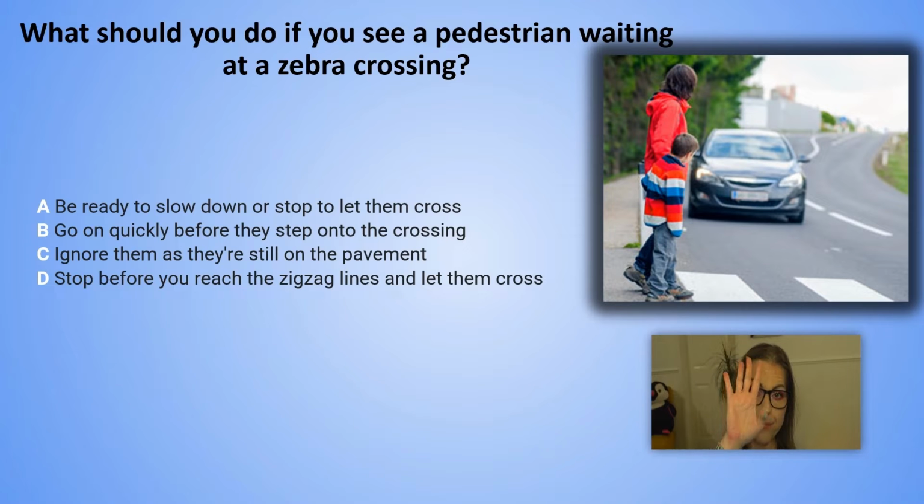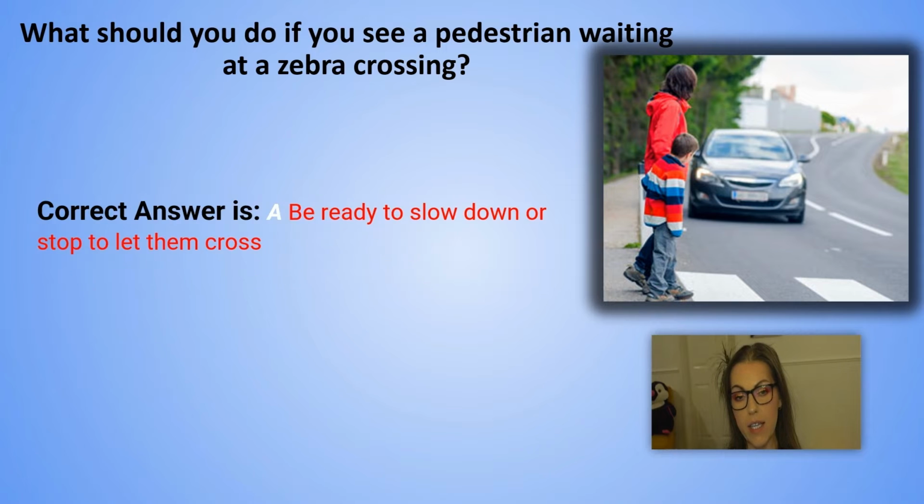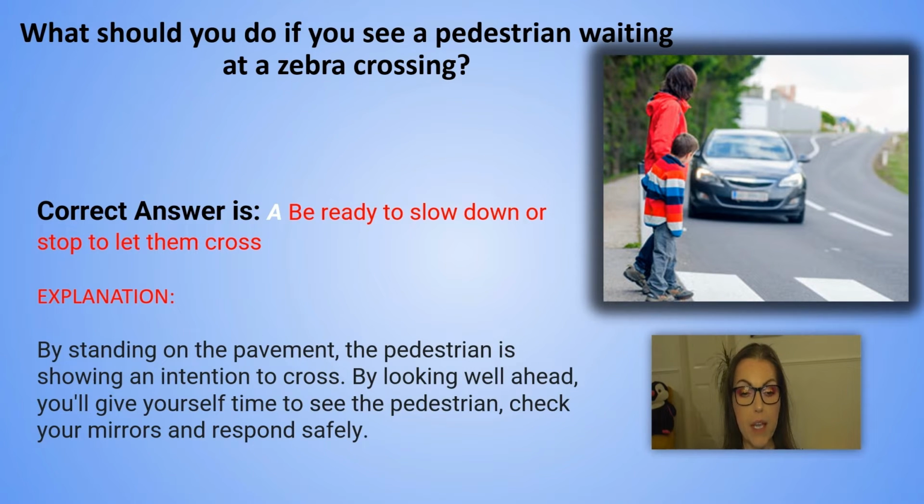5, 4, 3, 2, 1. And the correct answer is A. Be ready to slow down or stop to let them cross. Explanation. By standing on the pavement, the pedestrian is showing an intention to cross. By looking well ahead, you will give yourself time to see the pedestrian, check your mirrors, and respond safely.